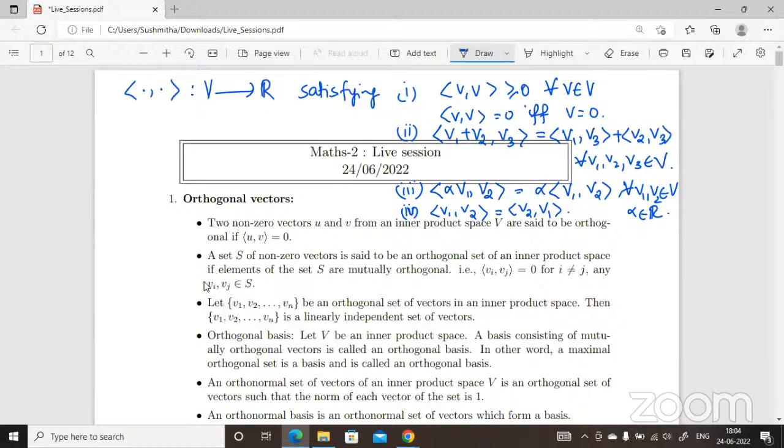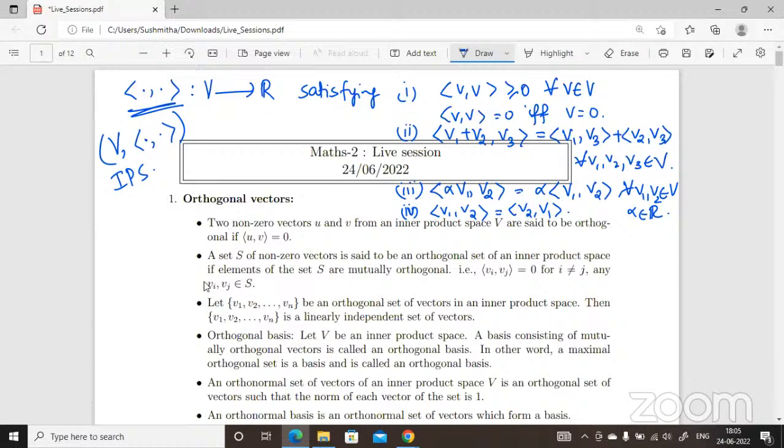So if these 4 conditions are satisfied, then we say that this function is an inner product on the vector space V. And V along with this function is said to be an inner product space, right? So if an inner product is defined on the vector space V, then V with that inner product is said to be an inner product space.